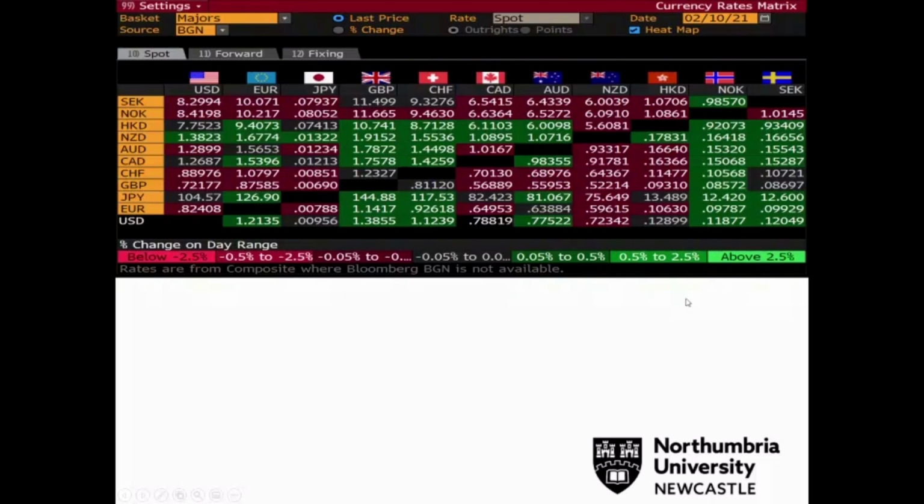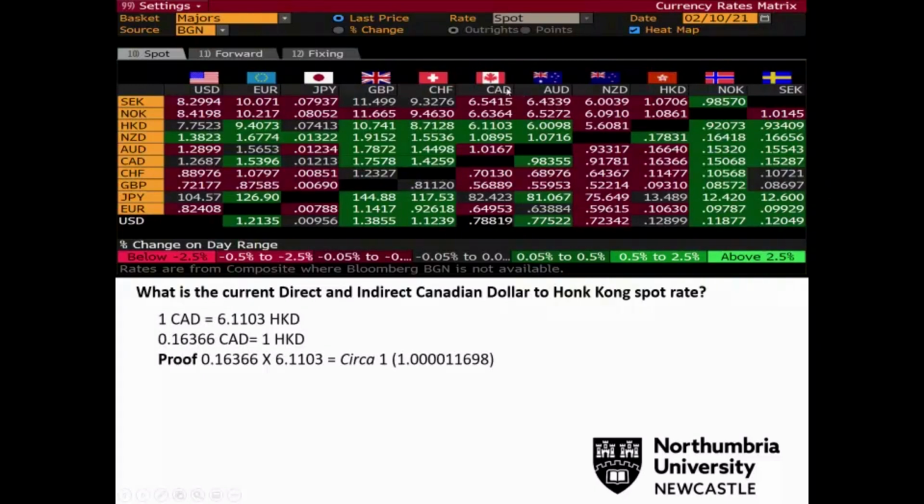So here's a task for you. What is the current direct and indirect quotation for the Canadian dollar versus the Hong Kong dollar? Okay, well first of all, for the indirect quotation, we say 1 Canadian dollar, we look down to Hong Kong and it's 6.11. If we go the direct route, we look across and it says that 16 cents is equivalent to 1 Hong Kong dollar. Now if you multiply one by the other, it should really equal 1, given levels of arbitrage and so on, and rounding error.